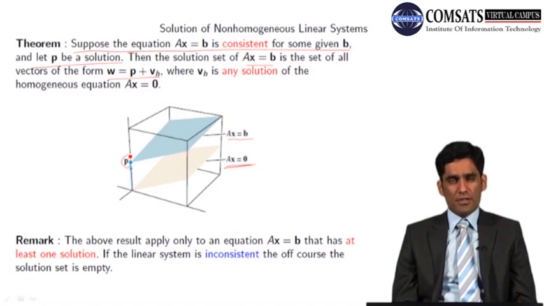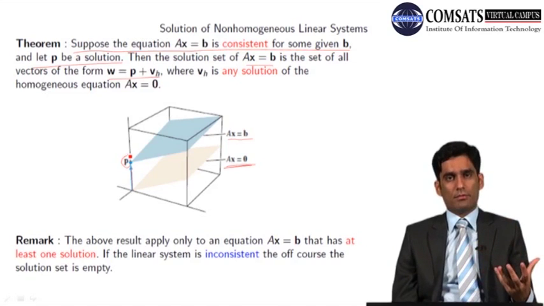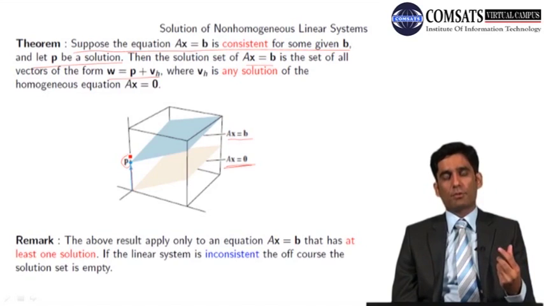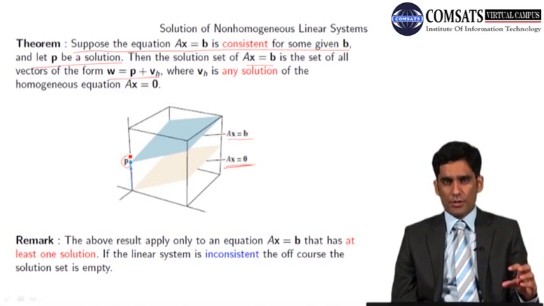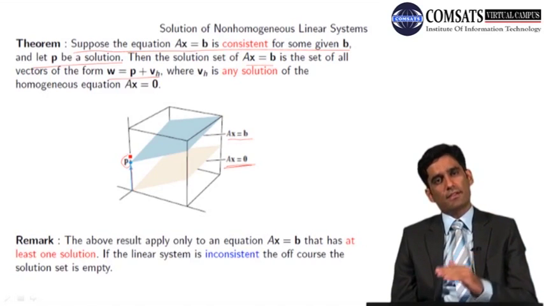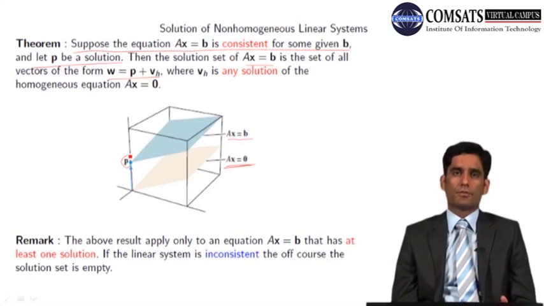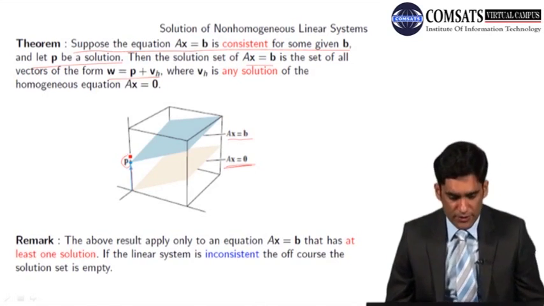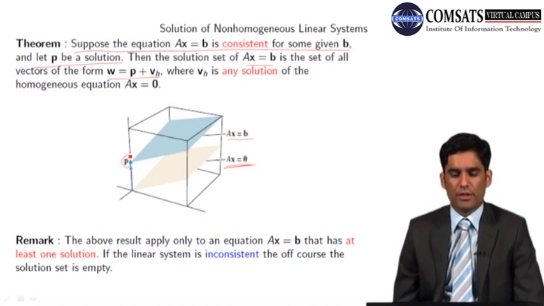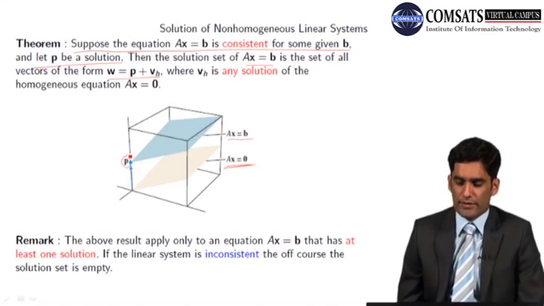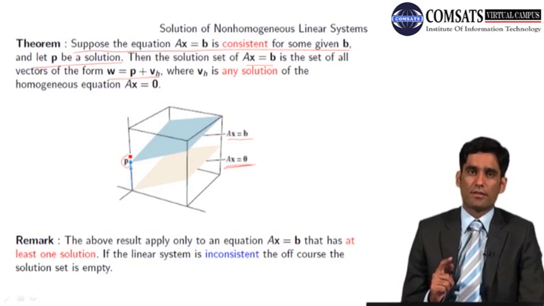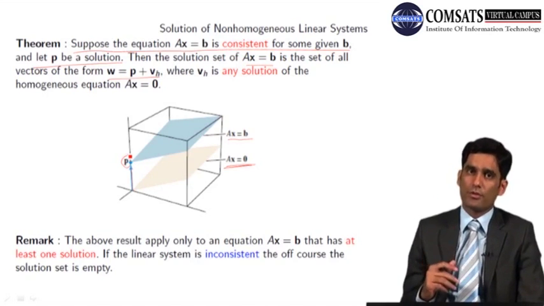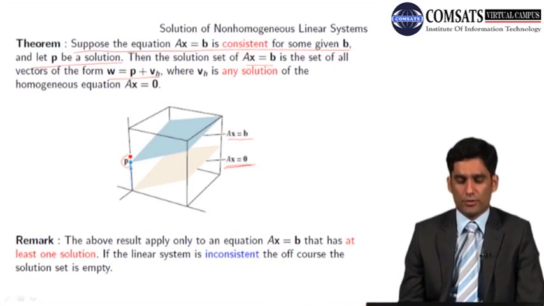If our non-homogeneous system of linear equations has infinitely many solutions, which is one possibility, then there is a relationship between the solution of the homogeneous equation and the non-homogeneous equation, and that is just the scaling of the solutions of the homogeneous equation. Then I have written a remark: the above result applies only to an equation Ax equals b that has at least one solution. Of course, if the system is inconsistent, then there is no relationship between the solutions of the homogeneous system and the non-homogeneous system.